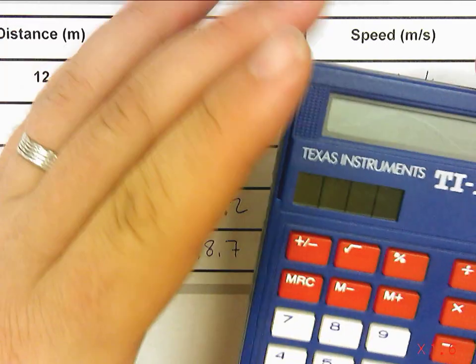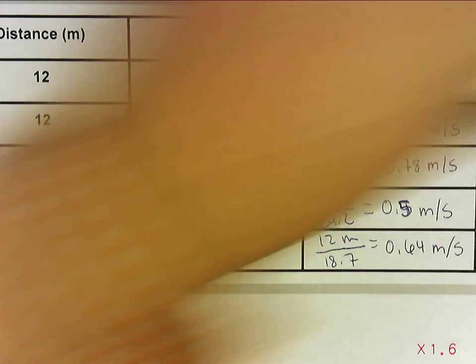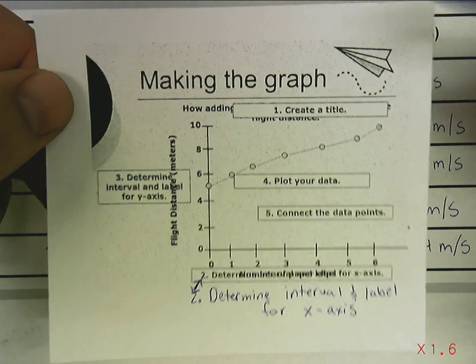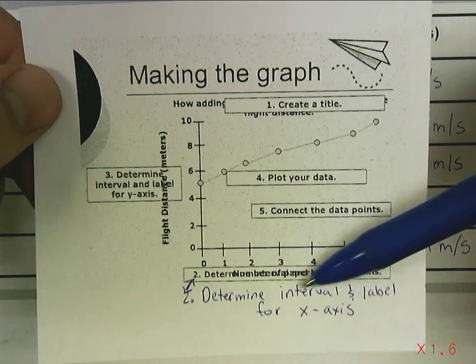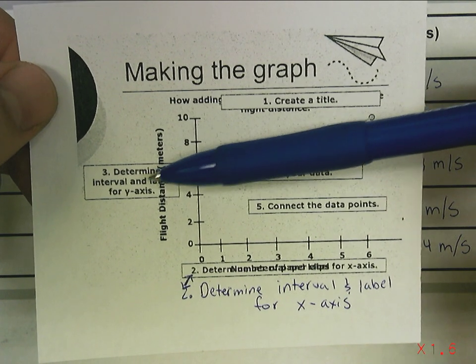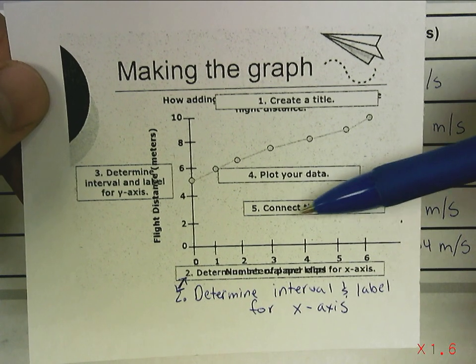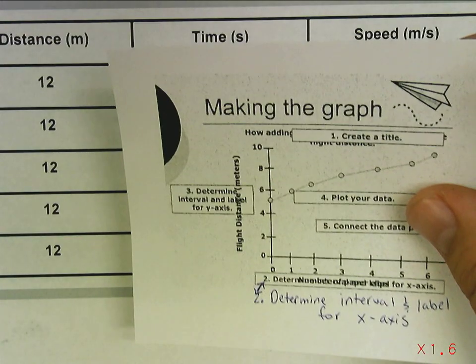So with that, what you need to do is take a look at our note page that we're taping into our notebooks. Okay, and the steps that we're going to do: step 1, create a title. Step 2, determine the interval and label for the x-axis. Step 3, determine the interval and label for the y-axis. Step 4 is plot your data. And step 5 is connect the data points. So we're going to do that for all 6 of our graphs, and we're going to do that on the graph paper.